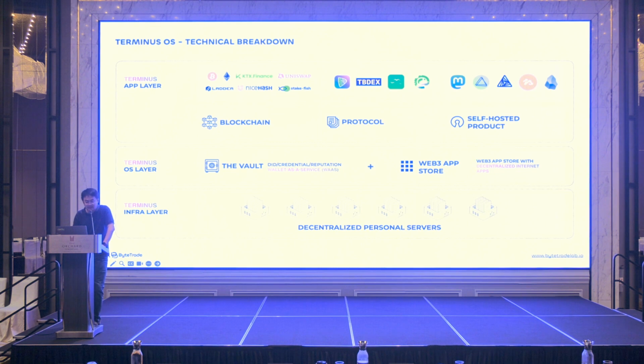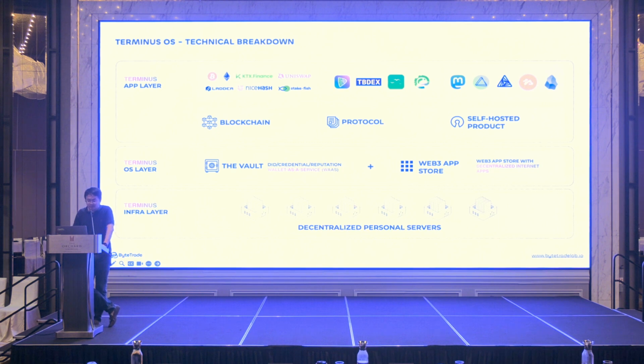And on the app layer, there are 3 parts or 3 categories. The first is blockchain. So users would still be able to use various blockchains, apps, dApps on Terminus OS, and users can further register their Terminus server into Depot nodes or even RPC nodes to better engage in blockchain.